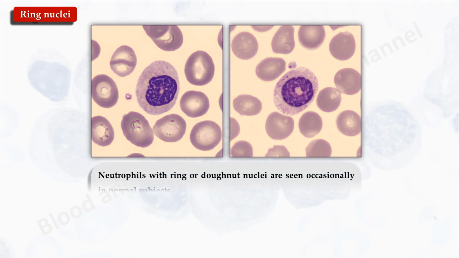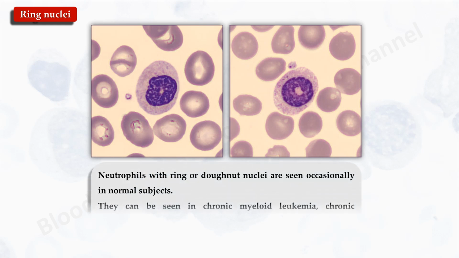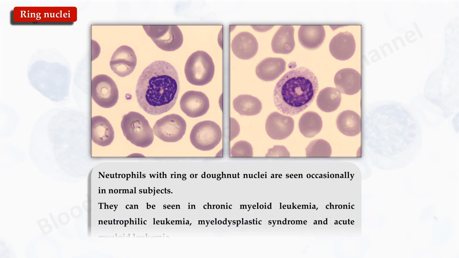Neutrophils with ring or donut nuclei are seen occasionally in normal subjects. They can be seen in chronic myeloid leukemia, chronic neutrophilic leukemia, myelodysplastic syndrome, and acute myeloid leukemia.